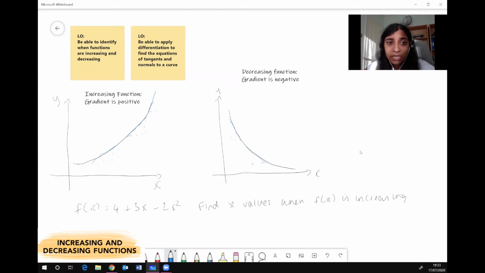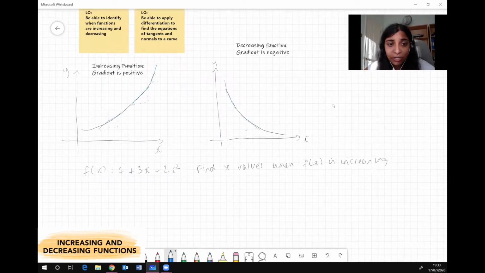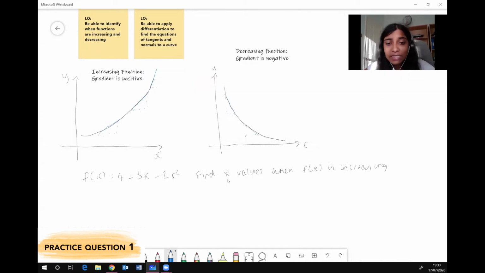So let's see if we can apply this definition of what an increasing and decreasing function is to this question here. We have f of x is equal to 4 plus 3x minus 2x squared, and we want to find the x values when f of x is increasing. So try and attempt this question yourself and then come back with a solution.